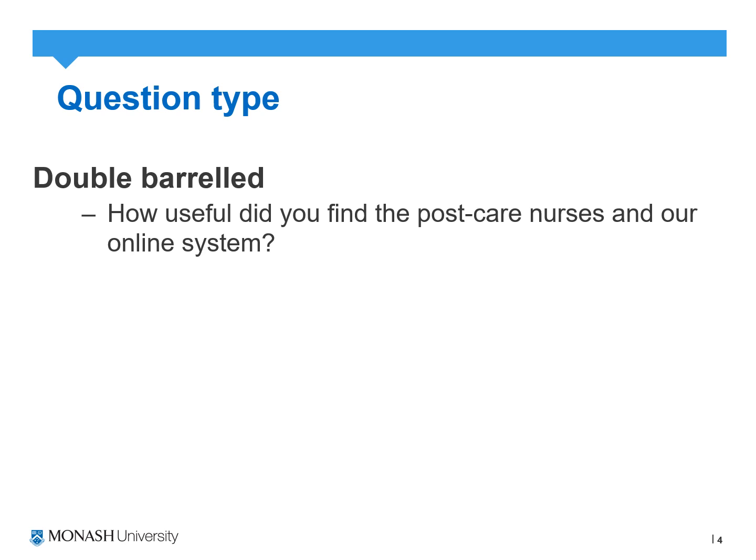So something like, how useful did you find the post-care nurses and our online system? So the risk of creating double-barreled questions is obviously people typically tend to respond to the latter question in that double-barreled approach. So in that particular question, they may focus more so on answering the query about the online system rather than providing any useful information about the post-care nurses.